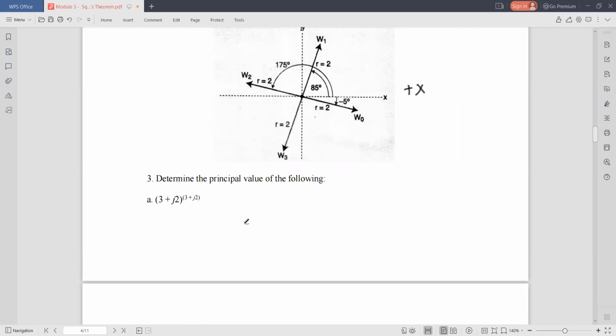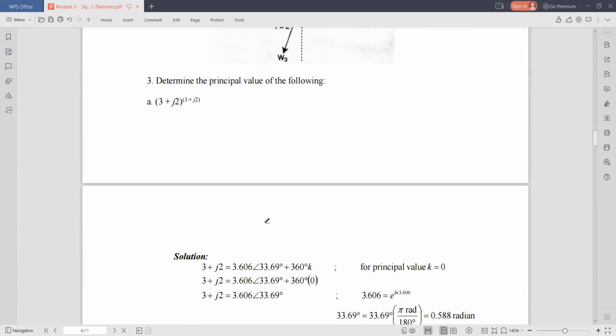Wala. So how about this one? How can we determine the principal value? The principal value kanina, sabi natin, this is a non-negative square root. So ano 'tong principal value nito? Let's take a look.